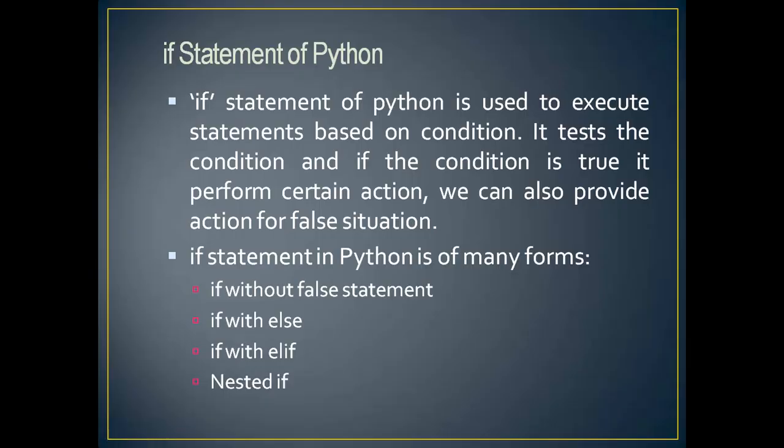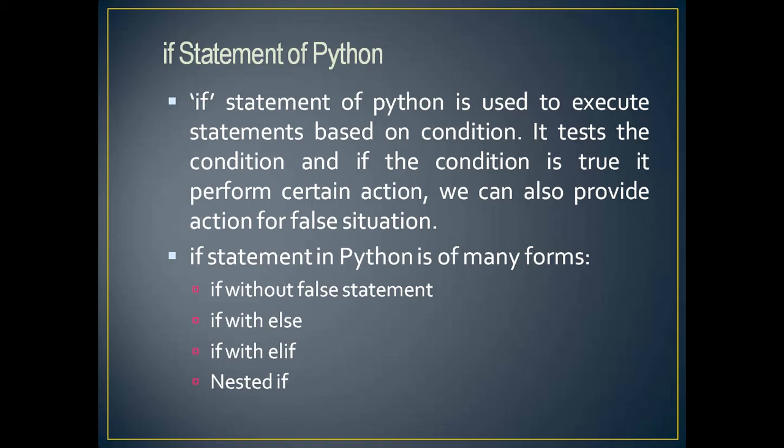The first one is the if, the control statement, the conditional statement. The if statement of Python is used to execute statements based on a condition. It tests the condition, and if the condition is true, it performs a certain action. We can also provide an action for the false situation later. Thus, the if statement can be further divided into a unidirectional conditional, a bidirectional conditional, and a multidirectional condition.